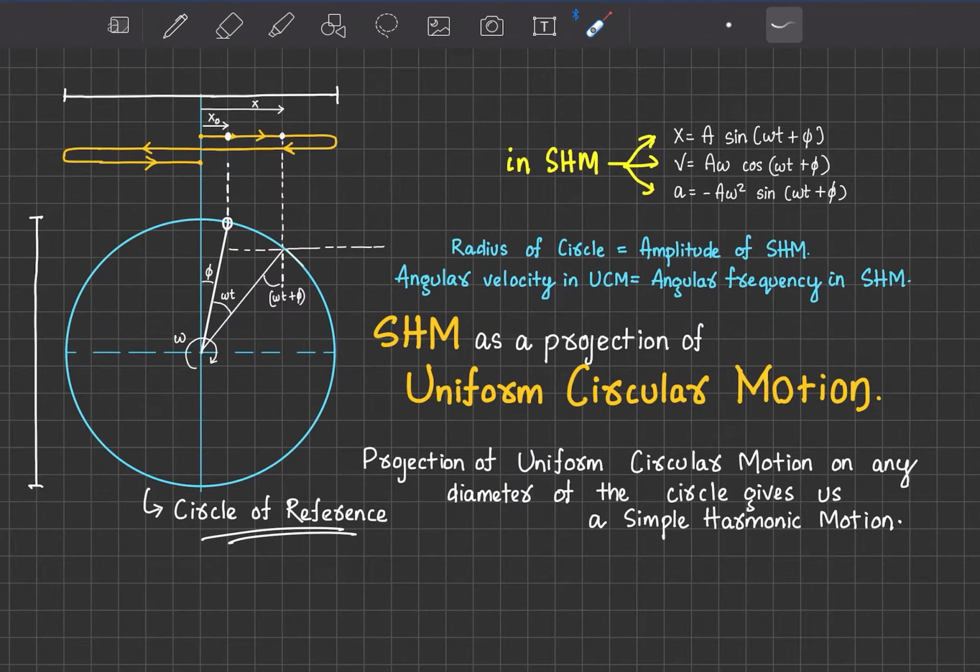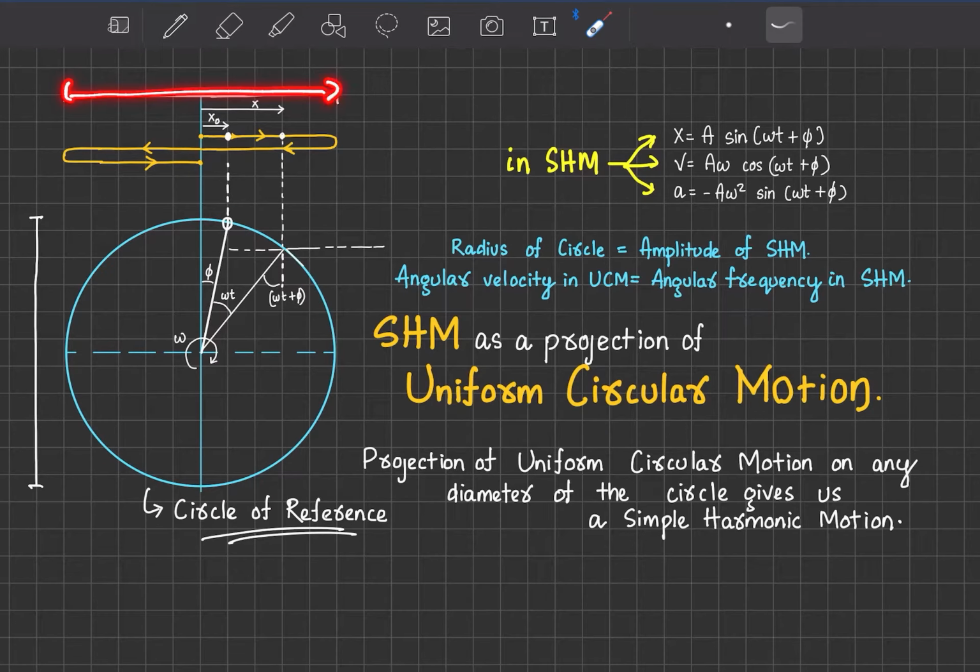Today our topic of discussion is SHM as a projection of uniform circular motion. Here we will observe a point moving in uniform circular motion in a circle, and we will project different motion parameters like displacement, velocity and acceleration over any diameter.